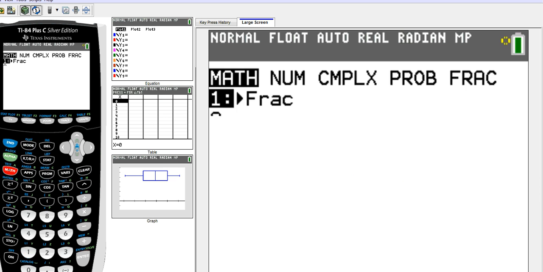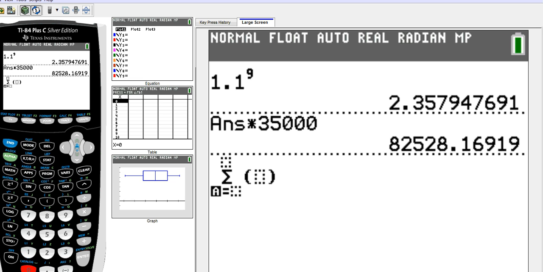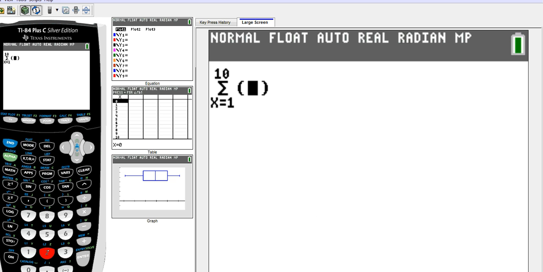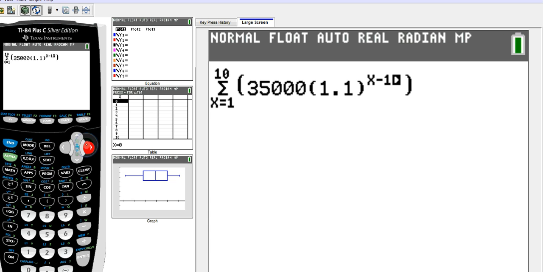So I'm going to go to math 0. And we use X. So X1, we're going to her 10th year. And then we'll go, oops, sorry. Every time I hit enter when I need to hit arrow. There we go. 35,000 is A1 times 1.1 raised to the X minus 1. So take a look at how that's put in there. And I don't have to put parentheses around that because it will do the exponent before it multiplies by 35,000.